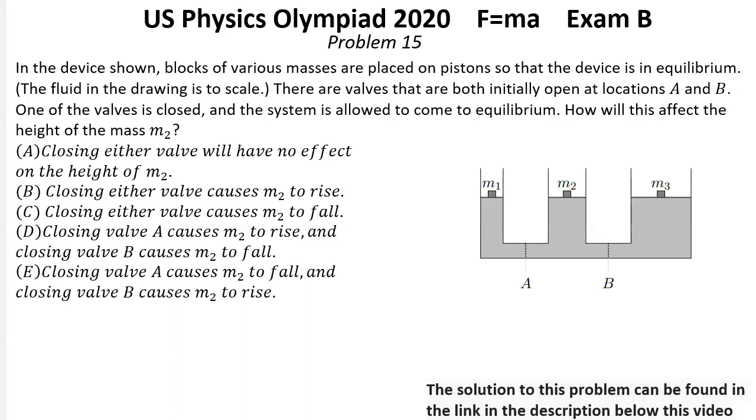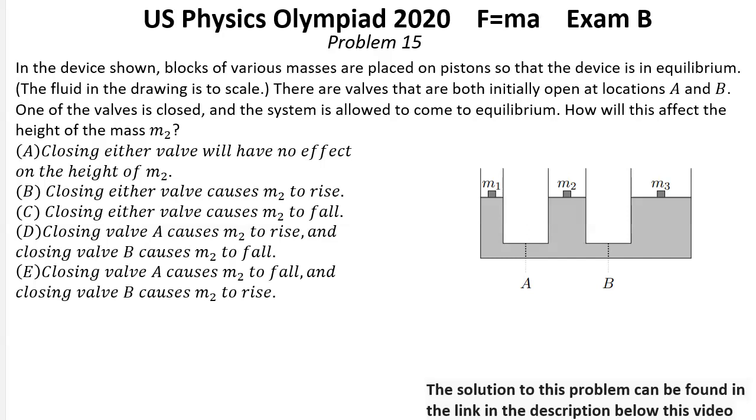Problem number 15. In the device shown, blocks of various masses are placed on a distance so that the device is in equilibrium. The fluid in the drawing is to scale. There are valves that are both initially open at locations A and B. One of the valves is closed and the system is allowed to come to equilibrium. How will this affect the height of the mass M2?